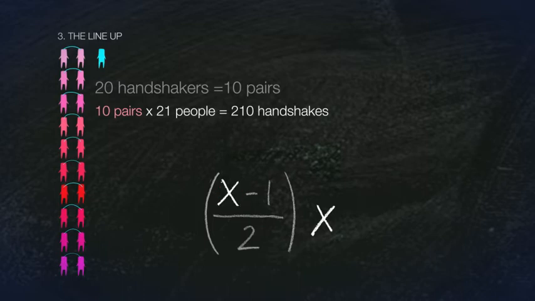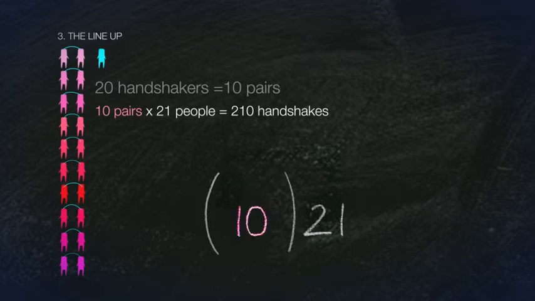Here we will replace x with the number 21 and subtract 1 because one person in the lineup will shake nobody's hand. This will give us 20, which we will divide by 2 to get the number of pairs of handshakes, which is 10. Then we will multiply by x, which is 21, the number of people in the room, to get the final answer of 210.